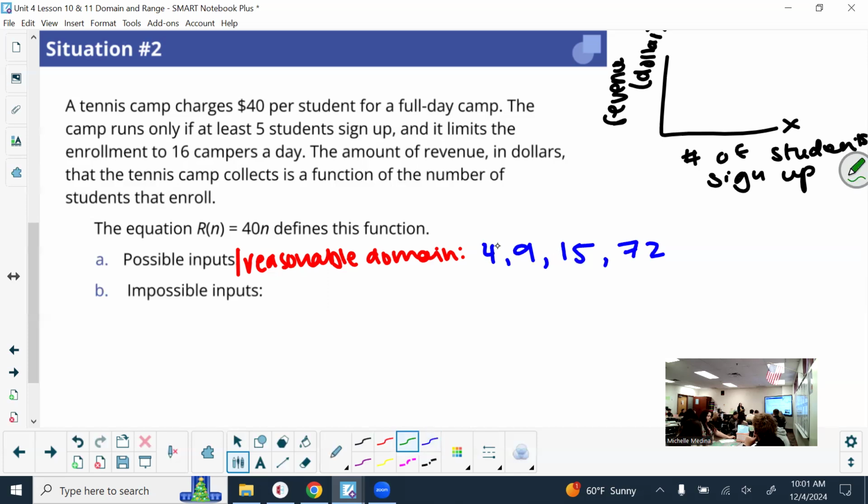So while you could have 4 students in the real world, for this situation, they did give you some specifications. Kind of like in the warm-up, remember the dog was only there for 3 minutes, and so that's why 300 seconds was impossible, right? Because of this stipulation, that is the only reason why 4 is not possible. Like, yes, you could have 4 students, but in this situation, you need at least 5 for this to work. Does that make sense? Any other issues?